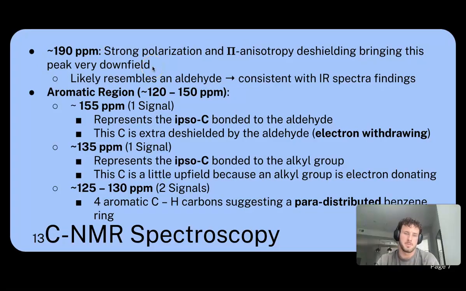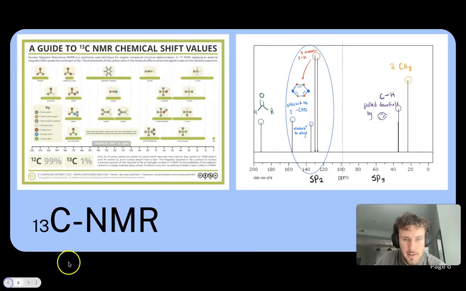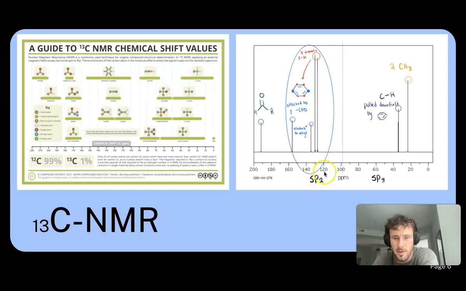So around 190 parts per million, there was a strong polarization and pi anisotropy shielding, bringing this peak very downfield. Going back, we see that this is indicative of the aldehyde. I actually am going to talk about this first. This is the aldehyde here around 190 parts per million. We also see that in the range of 120 to 160 parts per million, this is our aromatic range, and we see that there are a couple of different peaks here, which I will talk about.